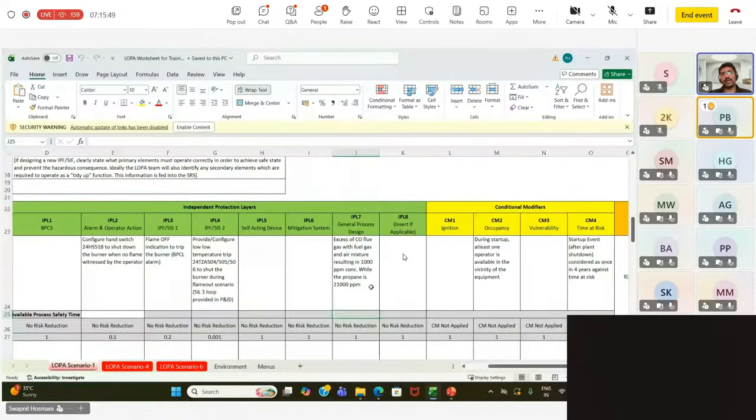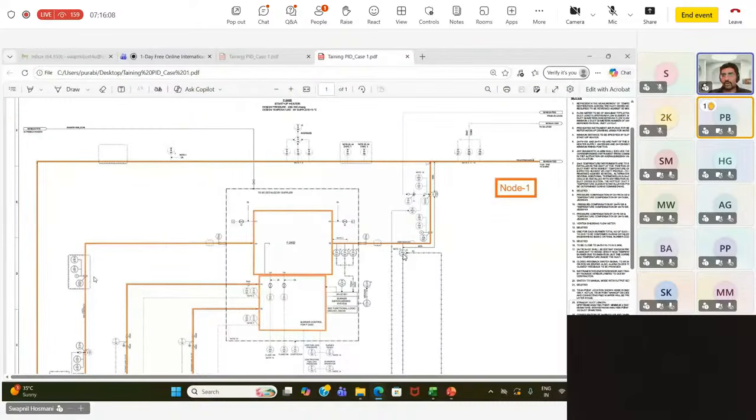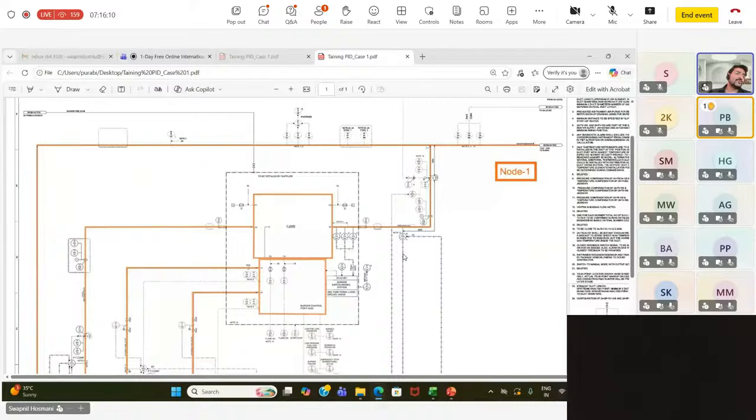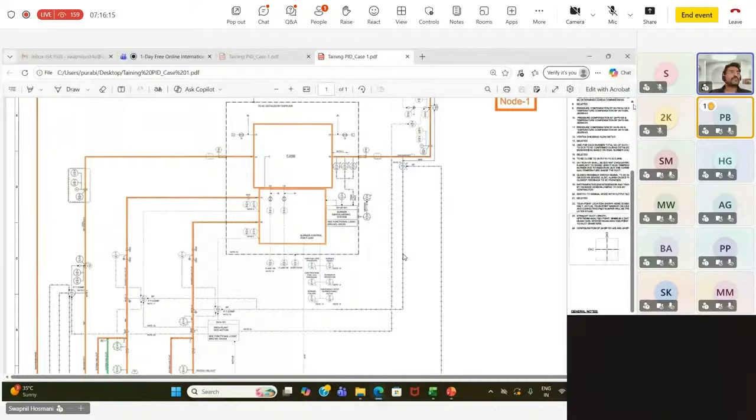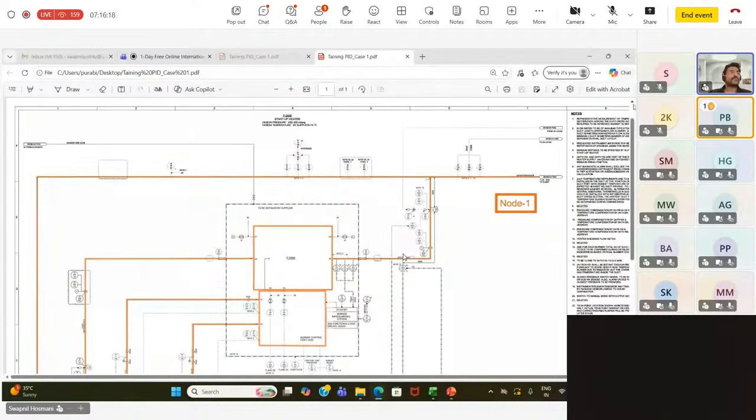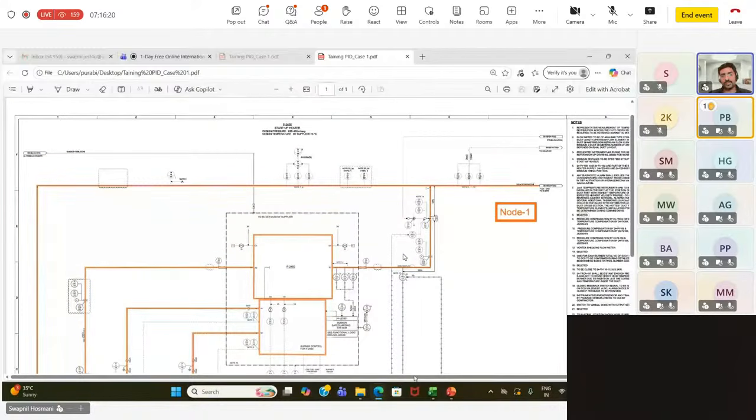Fine. However, I am not taking credit of that, because during a startup it may so happen that the operator may have kept that flue gas valve closed, or you have so many spectacle blinds in this system. You see, you have spectacle blinds here, or upstream there's a valve here. Because during startup it is quite possible that these valves would have been closed, I'm still not taking credit of that. So this is left as 1 without taking any credit of that.